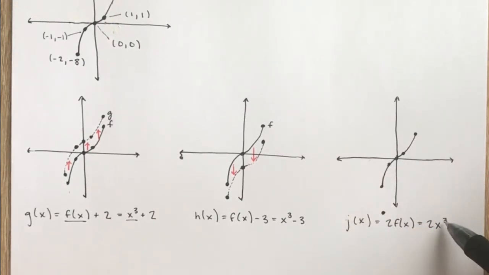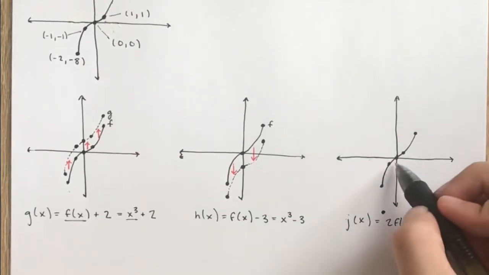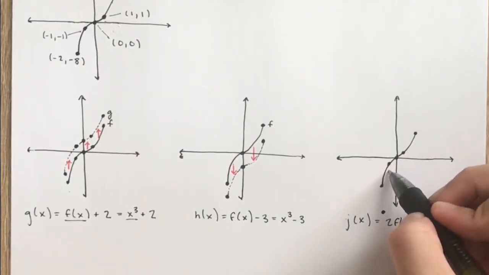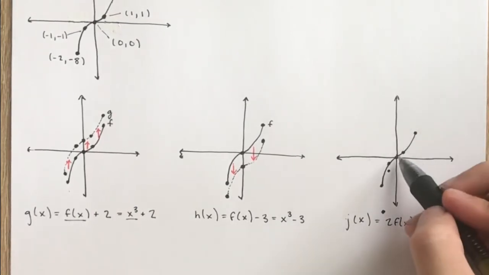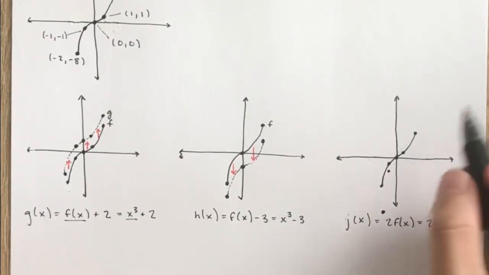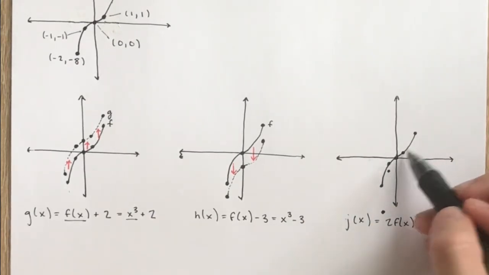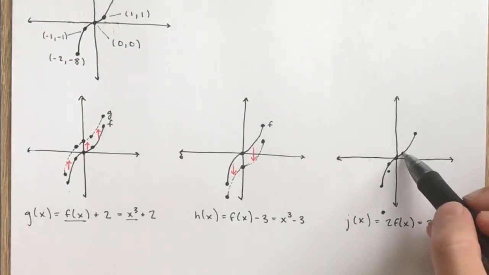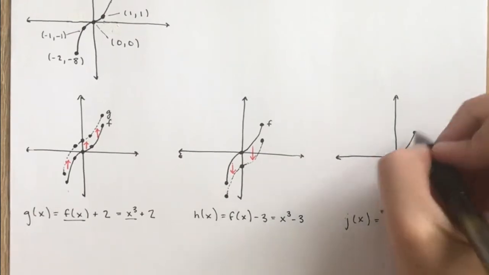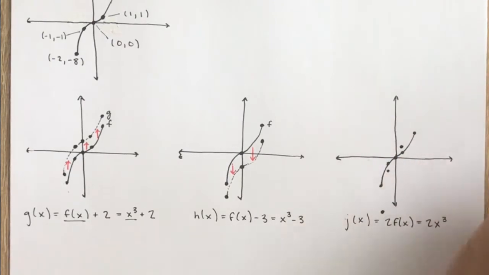Similarly, here we've got -1. We've got -1 cubed times 2. -1 cubed is -1. -1 times 2 is -2. So we're about here. 0 cubed is 0. Times 2 is still 0, right? So this guy is actually staying right here. 1 cubed is 1. Times 2 is 2. So we're about here. If this is 1 on the y-axis, then we are about twice as tall.